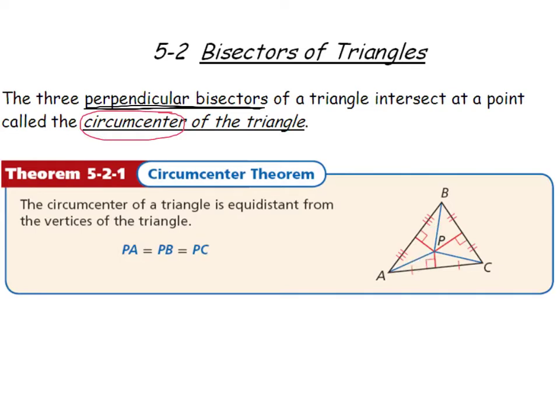Now this point P has something special going on with it. There is a theorem called the circumcenter theorem, and that theorem states that if I were to take a look from point P to point A, that distance from the circumcenter to the vertex is going to be the same exact distance as it would be from point B to P, or from point C to P. So anytime you're dealing with a circumcenter, the length of the segment from my vertex to the circumcenter is going to be the same in all three instances.